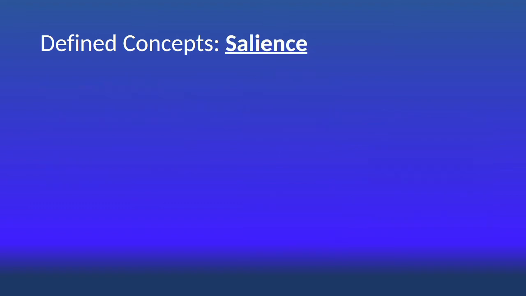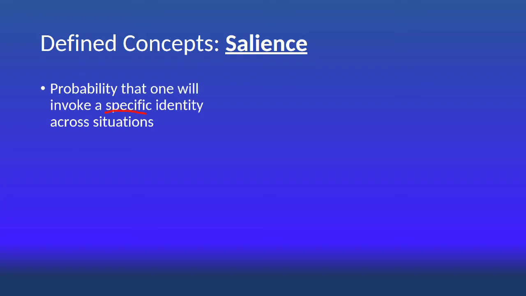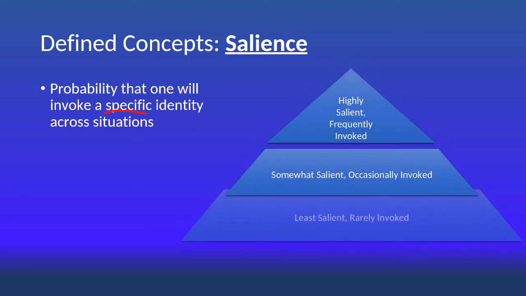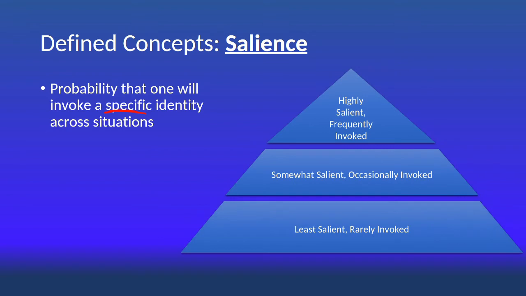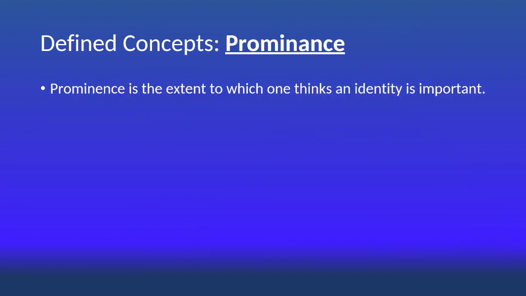Identity salience is the probability that one will evoke a specific identity across situations. Individuals choose to enact identities that are highly salient more than they choose to enact identities that are less salient. Because we have multiple identities, and each identity can have a different salience, we can think about identities in a salience hierarchy, with more salient identities at the top of the hierarchy being more likely to be invoked in any situation. Prominence is the extent to which one thinks an identity is important.